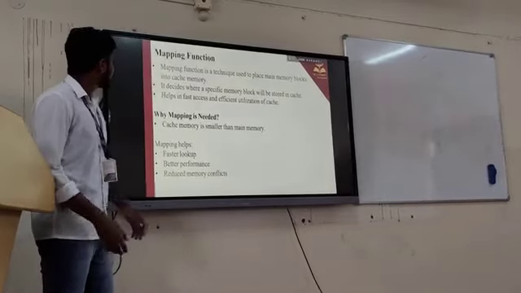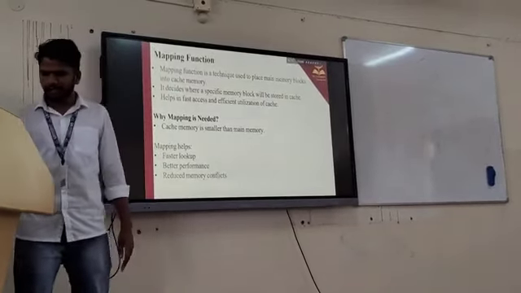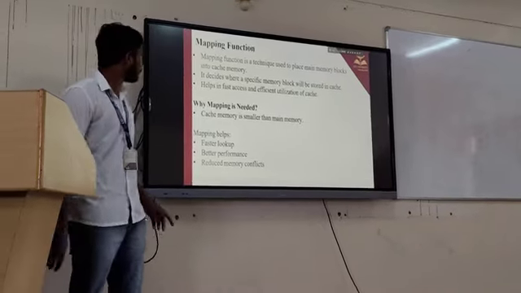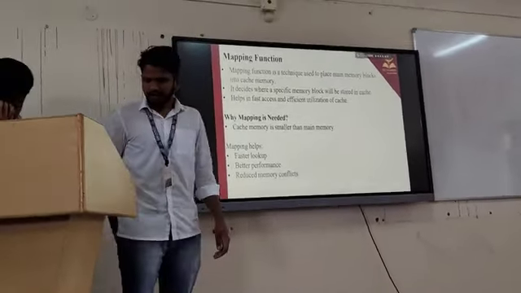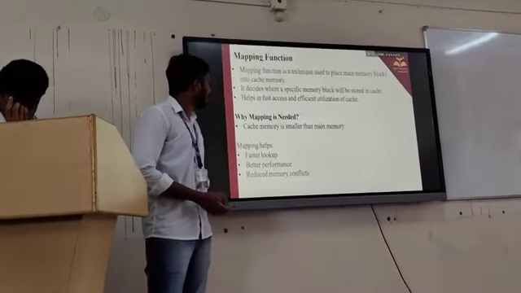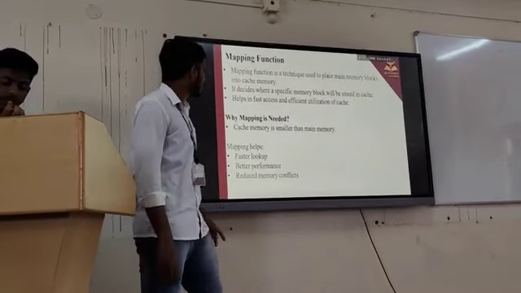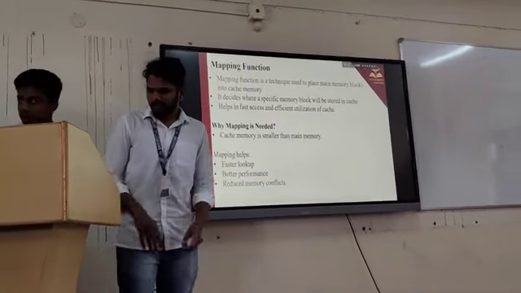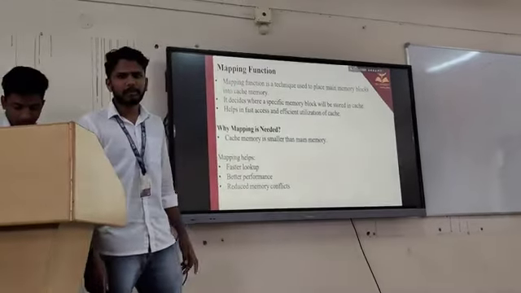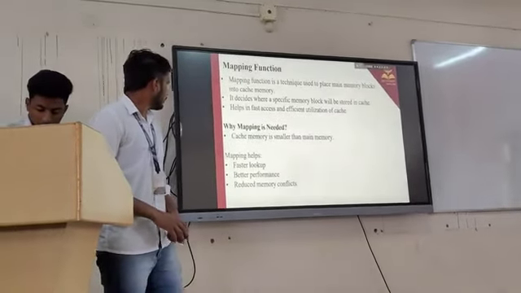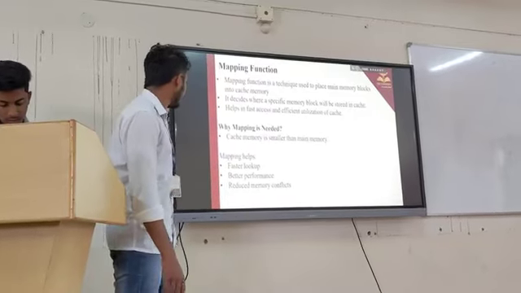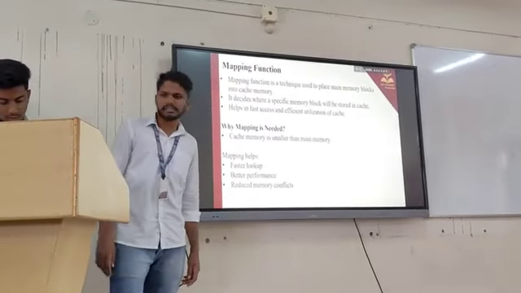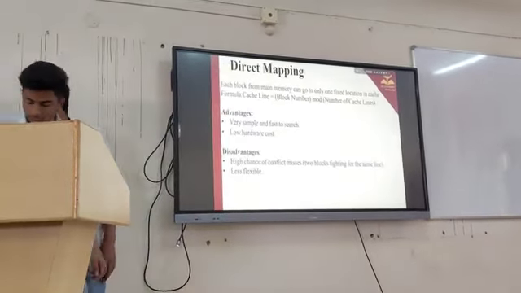Mapping function: when data is brought from main memory to the cache, the mapping function chooses the exact place where it should be stored. These rules make it quick to check whether the address is already stored in the cache or should be fetched from main memory. These are placement rules for better performance and fewer memory conflicts.